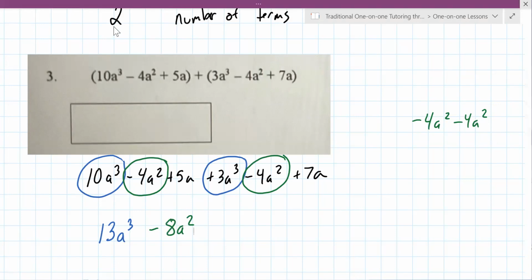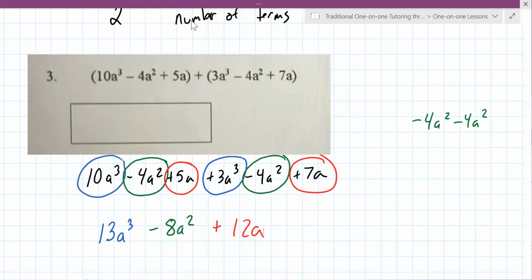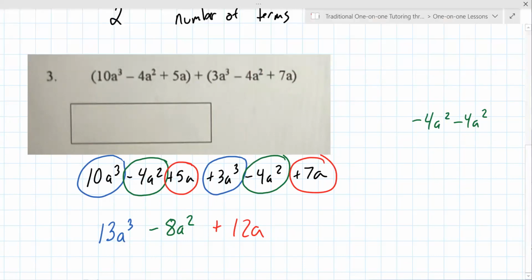And then, last one here, plus 5a plus 7a. 8a. 5 and 7. 12a. Sorry. I don't know how I got 8 in my head. That's okay. The stuff that you told me, being able to combine like terms is key. So that's the good stuff there.